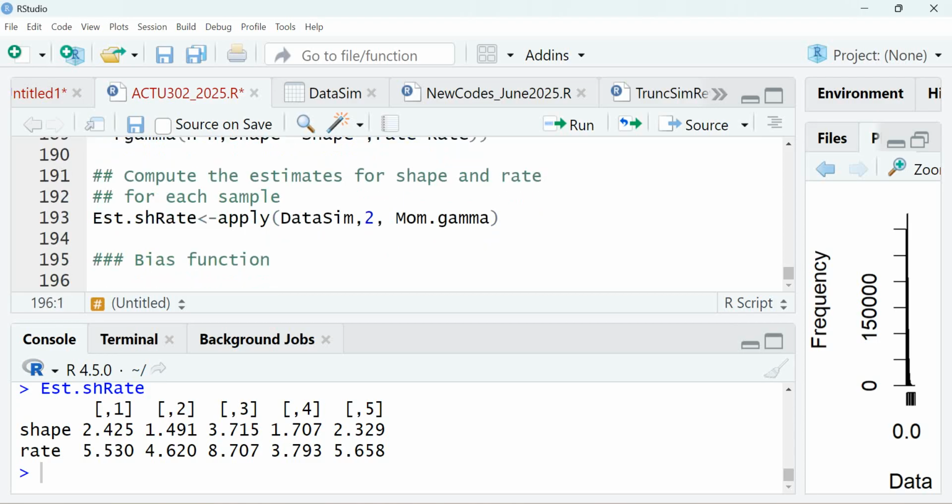How should this function look? So we'll call it bias dot fun. What should be the form of this function? What arguments will this function take in? And what will be the output?